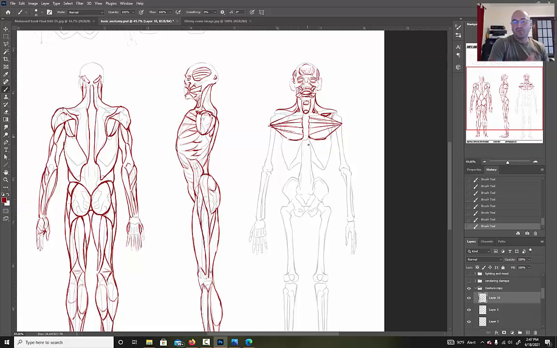Now, we're going to draw over this a little bit because also here and attaching here is where you're going to get your deltoid. The front head of your deltoid actually covers the connection of the pectoral muscle.